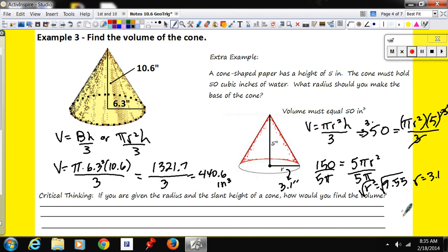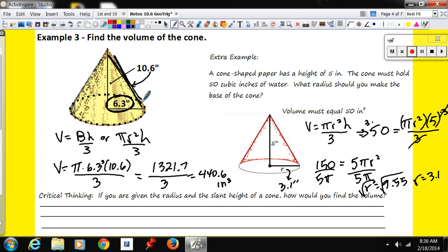Okay, a little critical thinking. If you're given the radius, okay, look up in this first one, you're given the radius, 6.3, and you're given the slant height. So let's say they didn't give you this 10.6 here. Let's say the 10.6 was this line right here. How would you find the volume then? If they gave you radius and slant height, would you still be able to find volume?